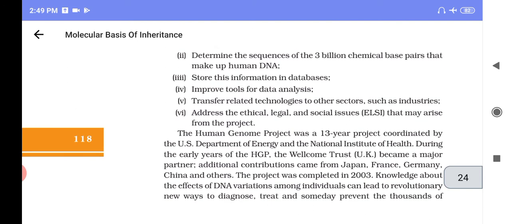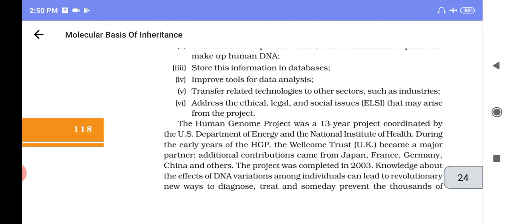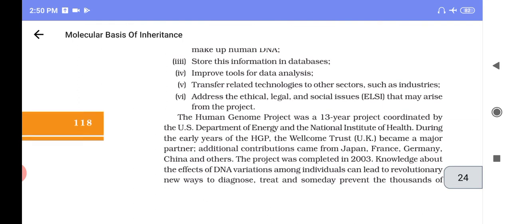The Human Genome Project was a 13-year project coordinated by the US Department of Energy and the National Institute of Health. During the early years of the HGP, the Wellcome Trust UK became a major partner. Additional contributions came from Japan, France, Germany, China and others. The project was completed in 2003.